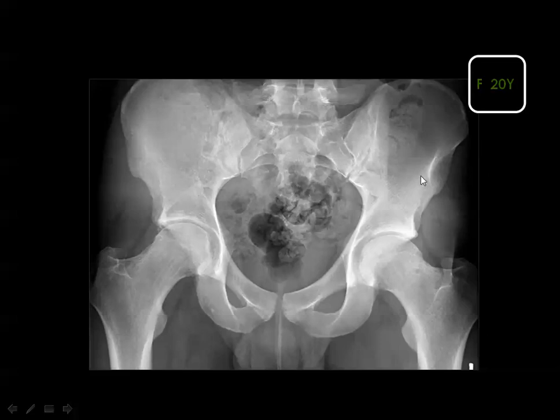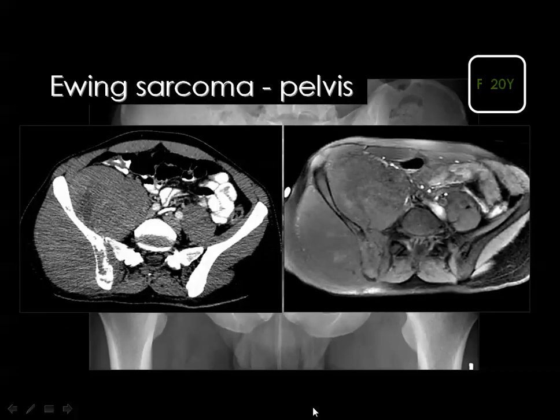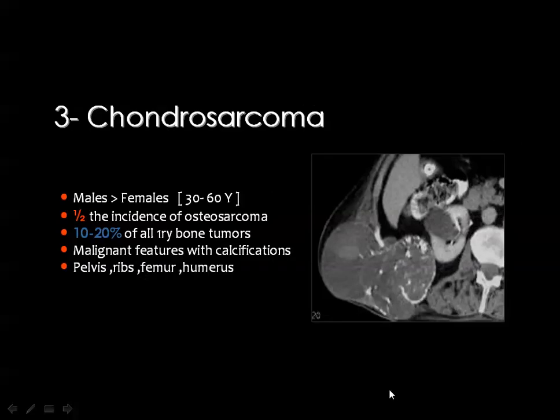If you can look carefully, then you may feel that this iliac bone is relatively dense or sclerotic compared to this iliac bone. And this is because of the presence of considerable soft tissue component which is located along the inner aspect and the outer aspect of the iliac bone. Then this was proved to be an Ewing sarcoma of the right iliac bone.